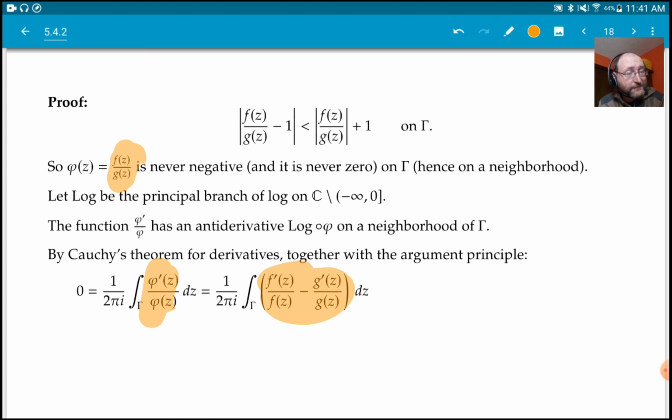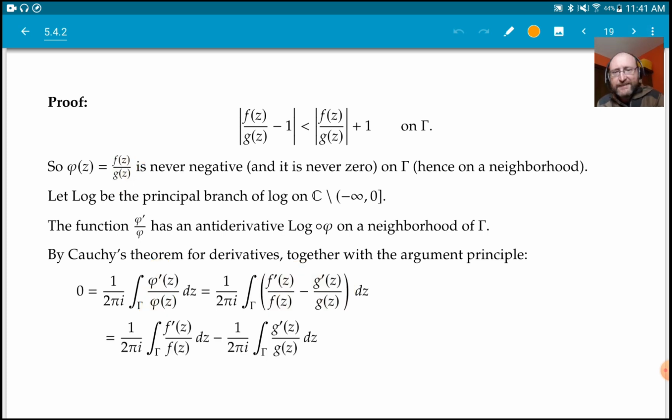All right, well, if that's what it is, well, we can write that as 2 integrals, right? We can integrate the f prime over f, and we can integrate the g prime over g with a minus sign in the middle. Now, apply the argument principle, right? Now we have this meromorphic function. We have a gamma that's homologous to 0, right? None of the poles or zeros of f or g are on gamma. Bang!